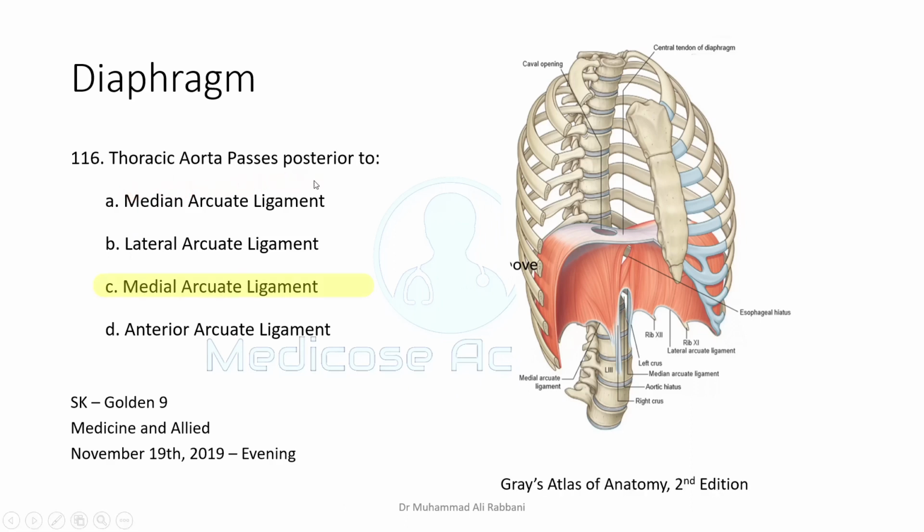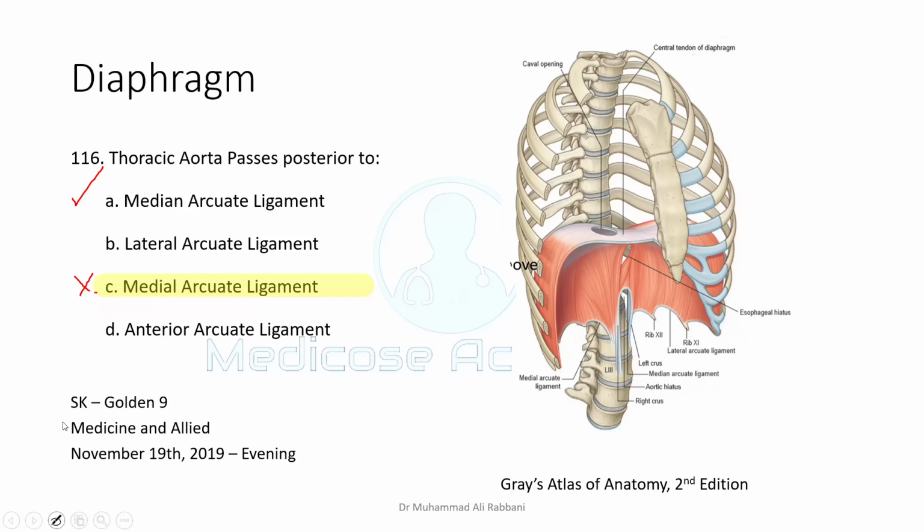In the key, this reference is given down below. The key mentions medial arcuate ligament. You should correct it. The thoracic aorta is passing posterior to the median arcuate ligament. Okay, the correct answer is this one, median arcuate ligament. But you should also know the structures which are passing below the rest of the ligaments. Below the medial arcuate ligament, here, let me mark it for you so that you may have visual affirmation. So this is wrong. This is the correct answer.